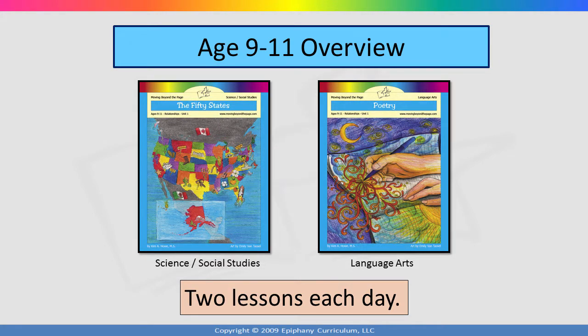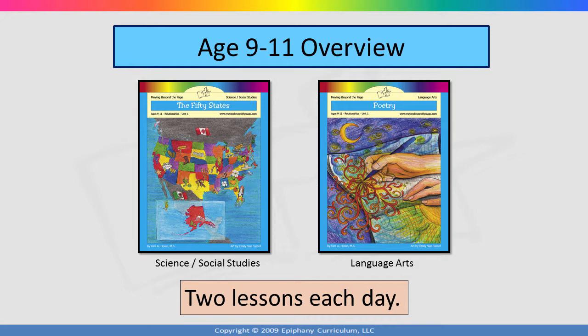At the beginning of the year, you will start with Concept 1, Unit 1 for Science and Social Studies. This is the 50 states. And Concept 1, Unit 1 for Language Arts, which is poetry. When you finish both of these units, you simply move on to Unit 2. There is no calendar of days that you have to check. Each day, you simply move on to the next lesson. If your child is sick or if you go on a field trip, you just pick up where you left off. It is very simple and flexible. If you do this, you will finish the age 9 to 11 level in 1 academic year.